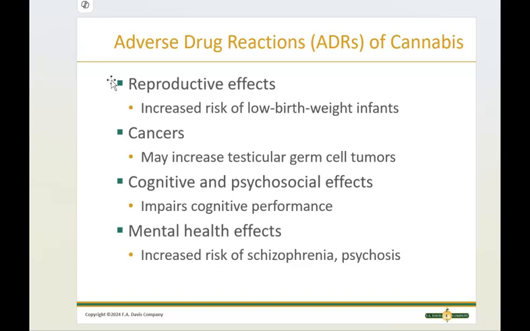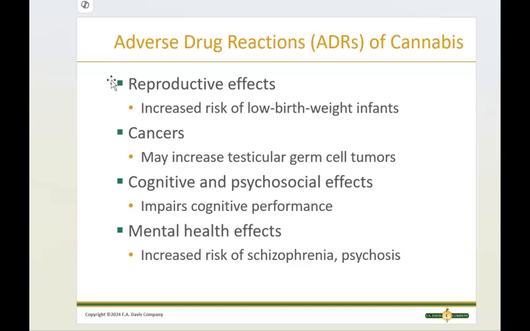When we talk about cancers, there is no evidence for increased lung, head, or neck cancers in those who smoke. However, in a systematic review of 3 case-controlled studies that had over 2,000 participants, they looked at the association between cannabis and testicular germ cell tumors. The participants who reported ever smoking cannabis had a statistically significant increase of risk of developing testicular germ cell tumors.